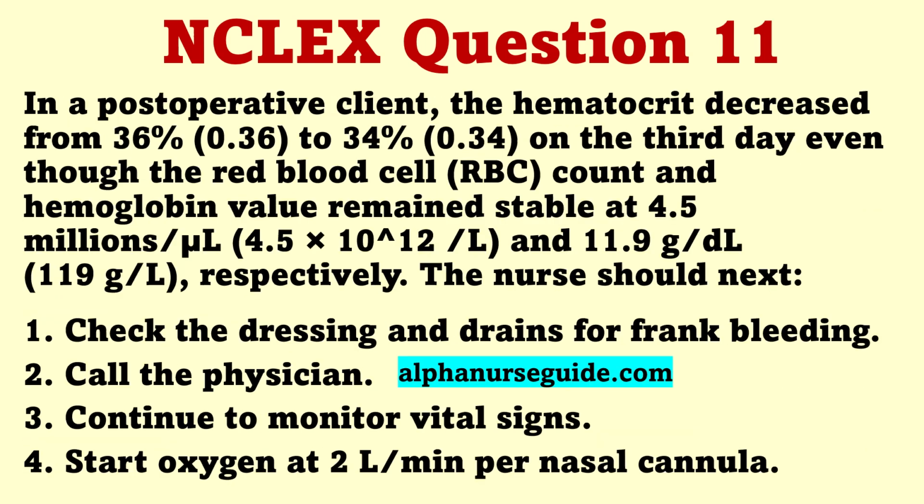In a postoperative client, the hematocrit decreased from 36% to 34% on the third day, even though the red blood cell count and hemoglobin value remained stable at 4.5 million per microliter and 11.9 grams per deciliter, respectively. The nurse should next 1. Check the dressing and drains for frank bleeding. 2. Call the physician. 3. Continue to monitor vital signs. 4. Start oxygen at 2 liters per minute per nasal cannula.